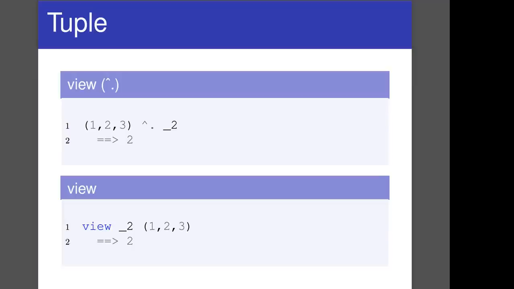There are cases where you want to use the function version. For example, you can use a lens in a view pattern. So if you get an argument and you want a view pattern to pick out the second element of a product and pattern match on it, then you would just say view underbar two, arrow, and then give your pattern match.